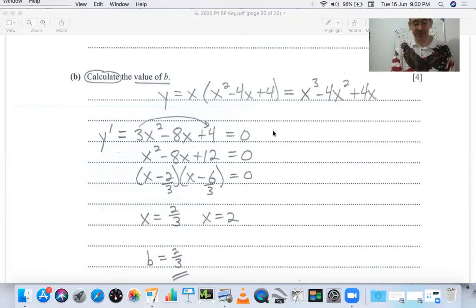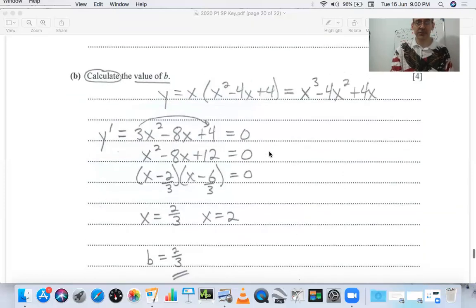That is our derivative, but we need to set it equal to 0 and solve it because we're looking for the x coordinate of our b here.